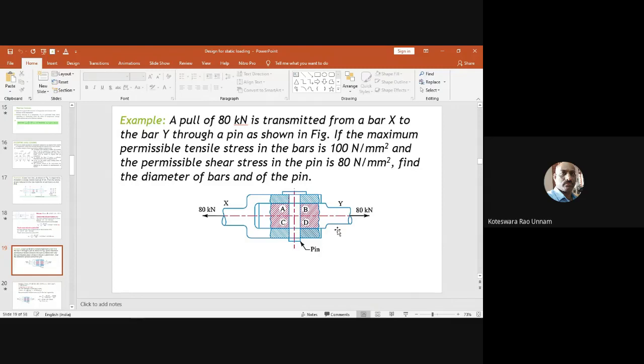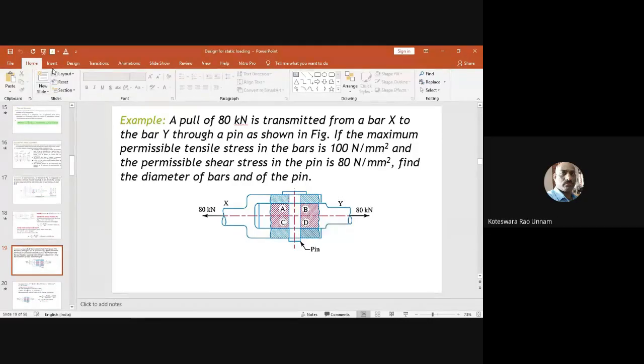So for this rod, it is a tensile load. Very good. Once you know it is a tensile load, we can easily calculate the stress due to this tensile load. What is the formula for stress? Sigma equal to load by area. So what we need to do is calculate the area of this section.